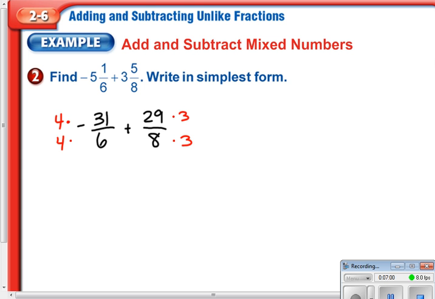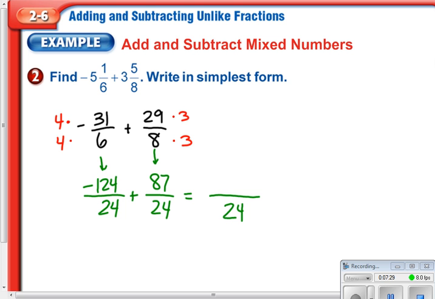Next, we would have found out that our common denominator is 24, so I need to multiply negative 31/6 by 4 to get the denominator 24, and I need to multiply 29/8 by 3 to get our denominator 24. Giving us two new fractions to work with. When we do our multiplication here, we wind up with negative 124 over 24, and we wind up with 87 over 24. Now we go ahead and do our computation here. We know it's out of 24, and we have negative 124 plus 87 giving us negative 37. So our answer is negative 37/24.